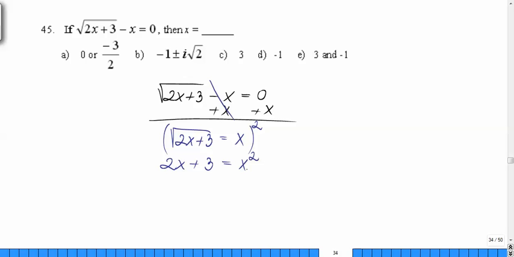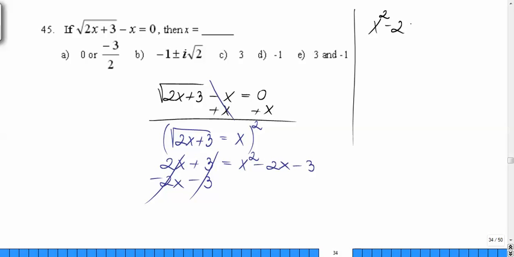Okay, this is a quadratic equation. I'm going to move everything to the right, taking away 2x from both sides, taking away 3 from both sides, right? On the left I have nada. Now my equation will be 0 equals x squared minus 2x minus 3, but I will write it backwards, right? I will write x squared minus 2x minus 3 equals 0.